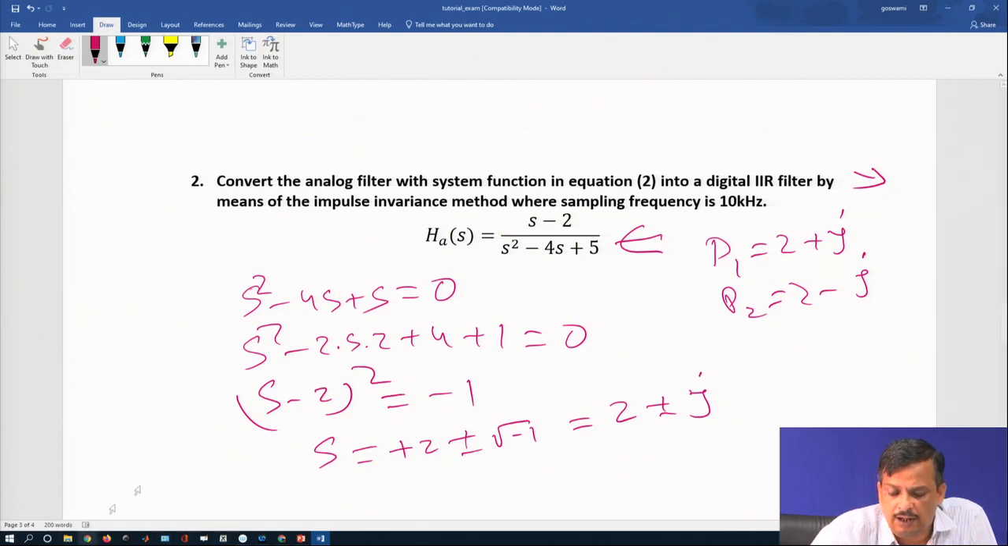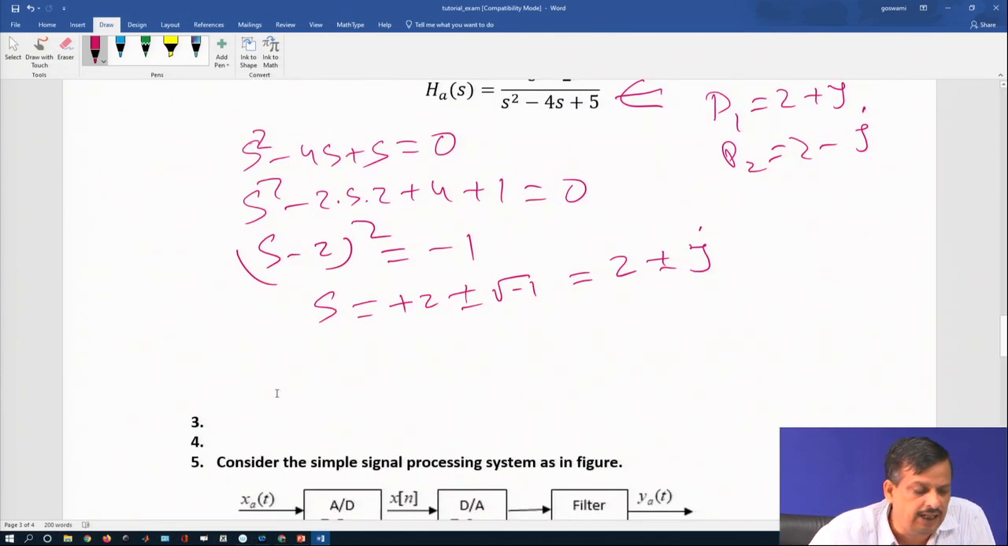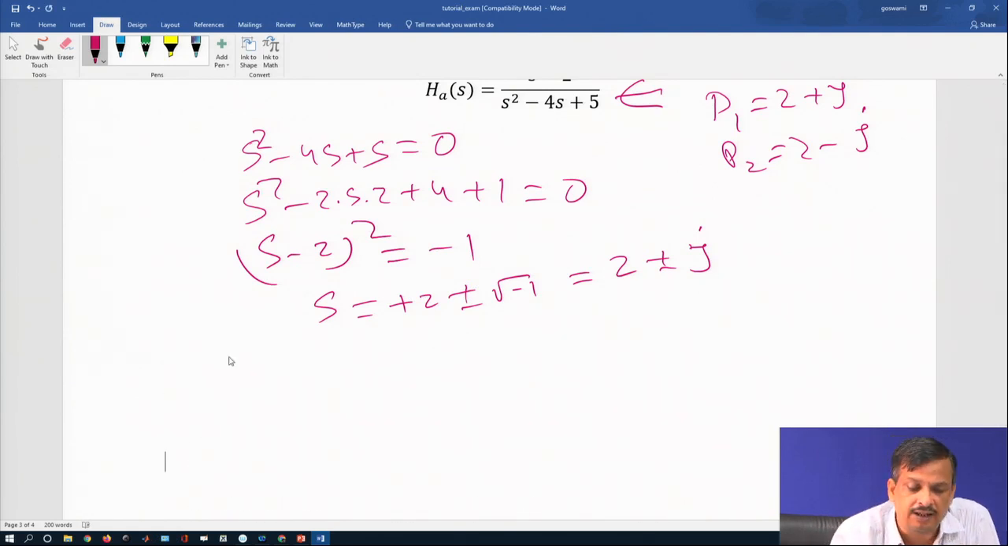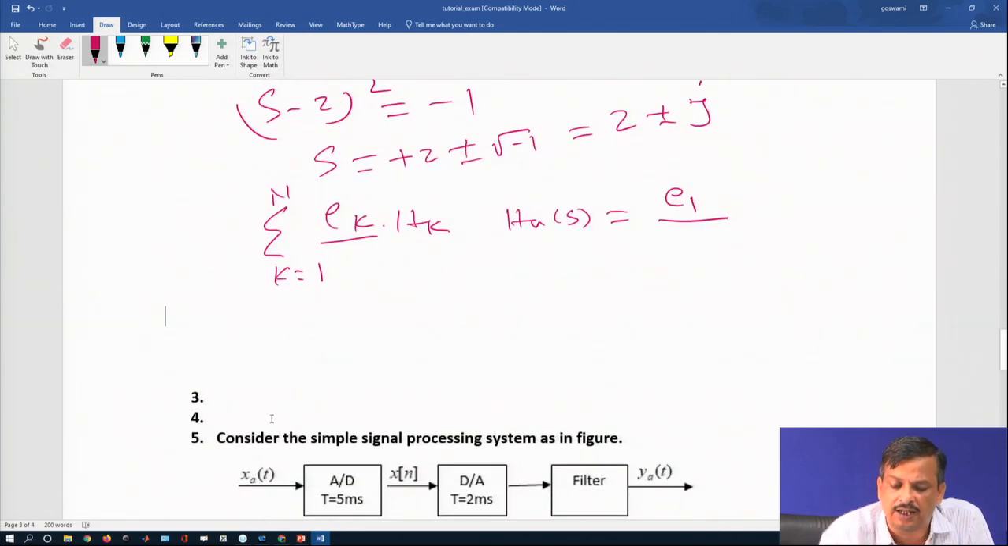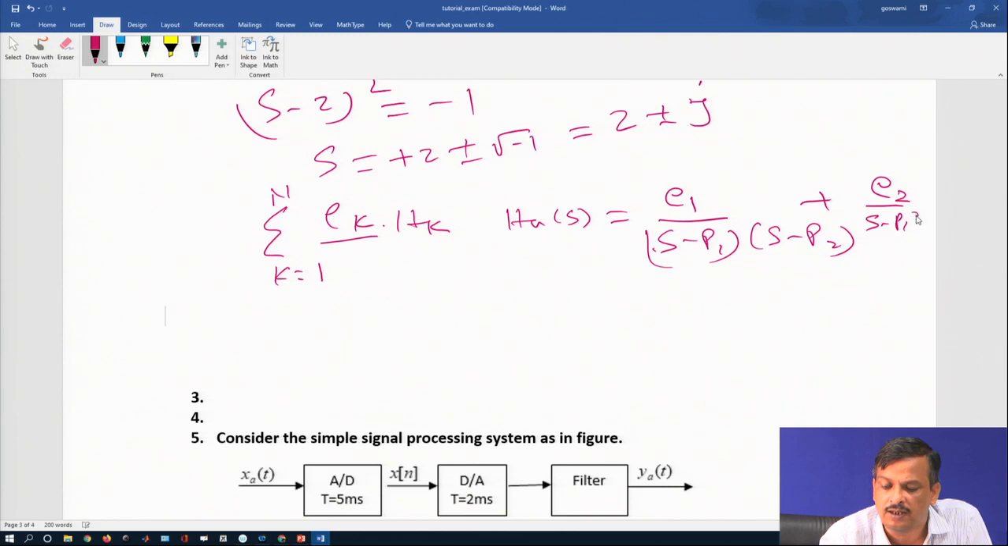Now, what is required is to represent the transfer function as a partial fraction sum, the sum from k equal to 1 to N of Ck divided by s minus pk. So H(s) is equal to C1 by s minus p1 plus C2 by s minus p2, which is nothing but the sum of Ck divided by s minus pk.